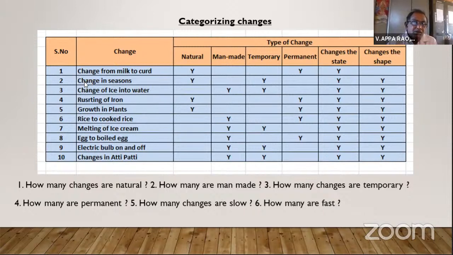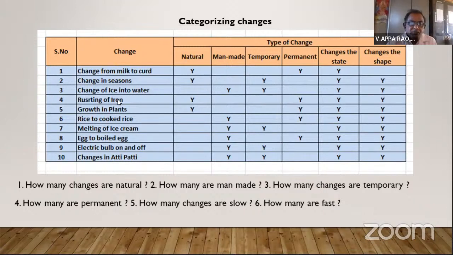Next, the second change is change in seasons. This is a natural change, a temporary change, and it changes the state and the shape also. The third one is change of ice into water. It is a man-made change and a temporary change. It changes the state and the shape also.